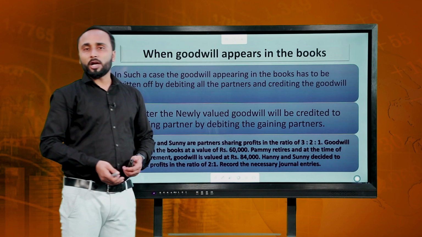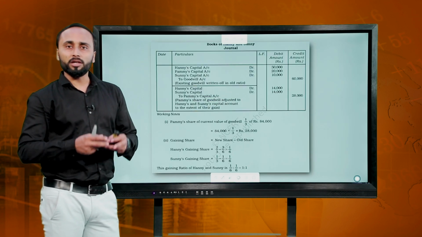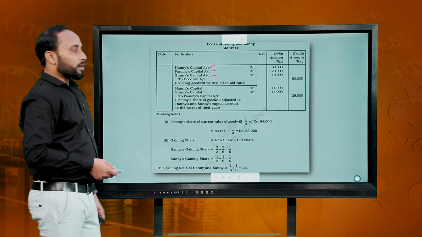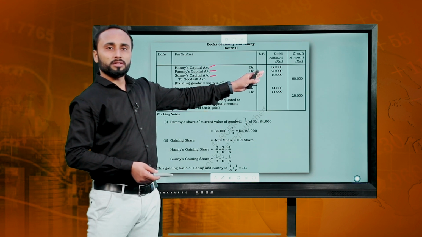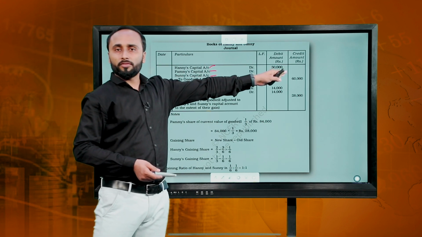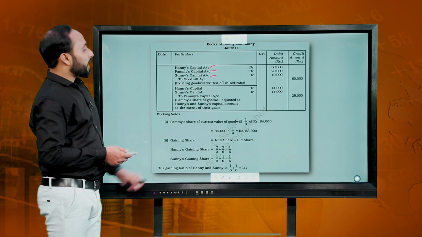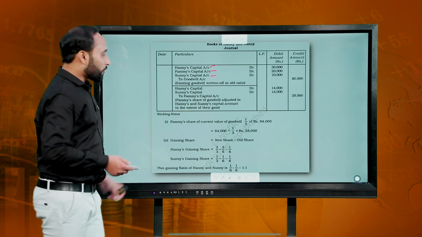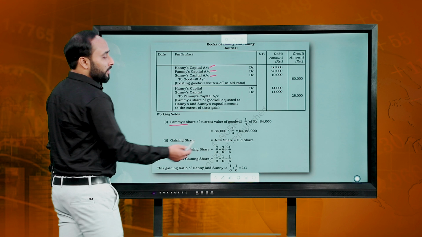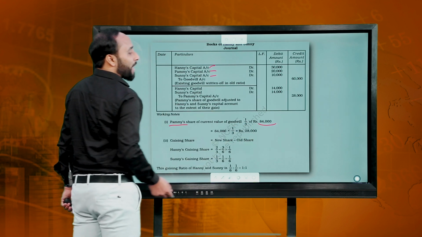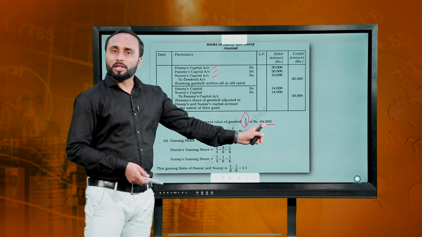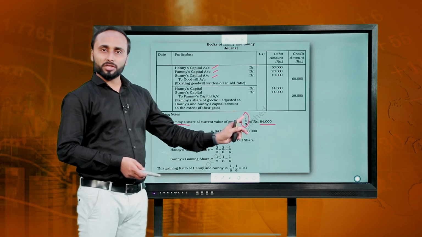Now the first thing that we have to do is to write off the old goodwill in the old ratio by debiting all the partners in their old ratio which is 3:2:1 and crediting the goodwill account with its full value. Thereafter, we have to give the retiring partner his or her share of the new goodwill. So first of all, we find out the share of Pammy. The goodwill of the firm is 84,000. Pammy's share was 2 by 6, which comes down to 1 by 3. So 1/3 of goodwill 84,000 comes out to be 28,000, which is Pammy's share.